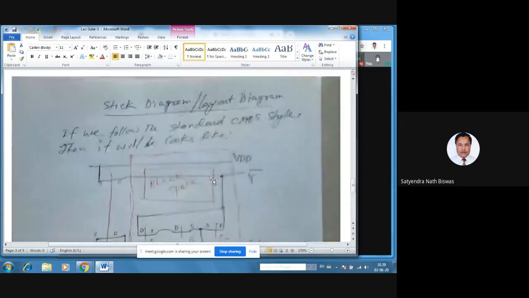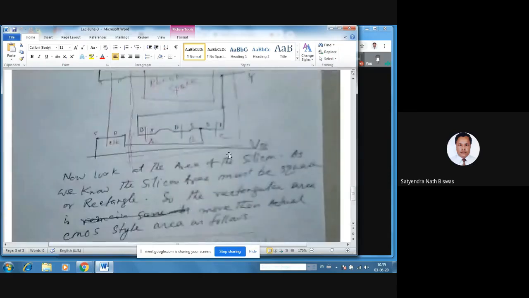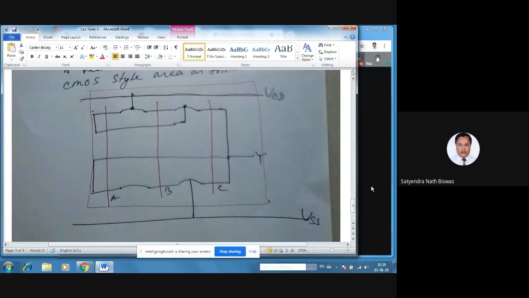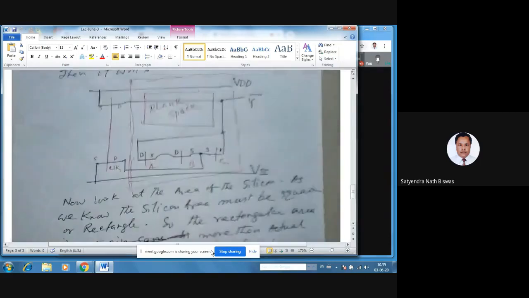Otherwise, if you use this kind of diagram, then in this case the area will be more than the original diagram. You see this original diagram, we have only A, B, C, 3 transistors, but in this case, this amount of area is up to this point, and the dynamic logic diagram is this whole area. So the whole area is bigger than the original CMOS logic diagram. So that's why we do not use this kind of style, right?